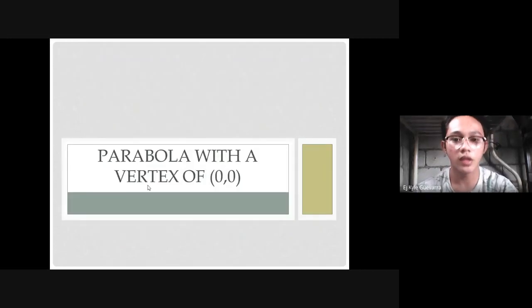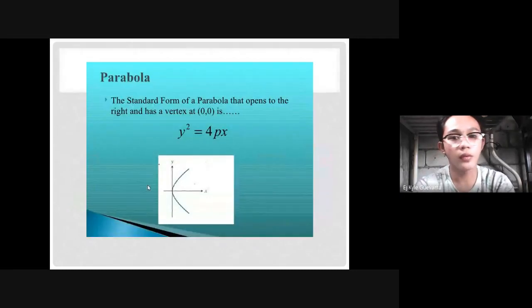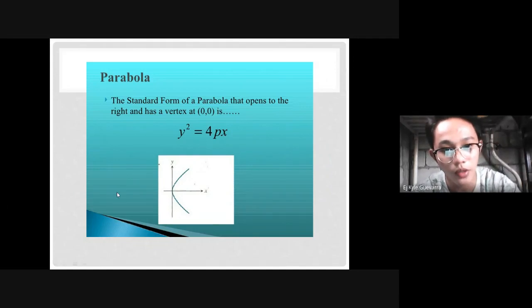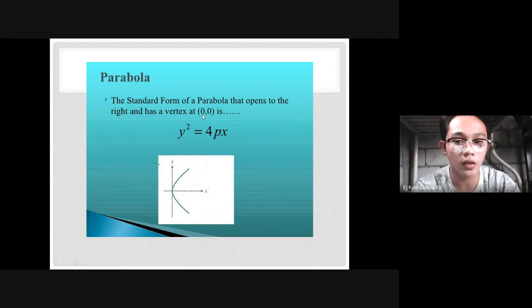So, a parabola with a vertex at (0, 0). What does that mean? Our parabola has its vertex at the origin. The standard form of a parabola that opens to the right, meaning toward the right side of the Cartesian plane, as you can see in the figure, with a vertex at the origin (0, 0), is y squared equals 4px. This means our graph opens to the right when the equation is y squared equals 4px.